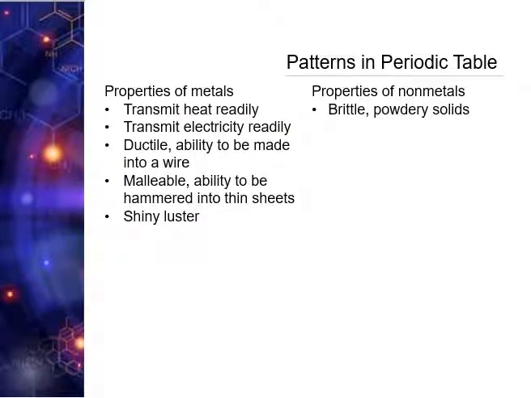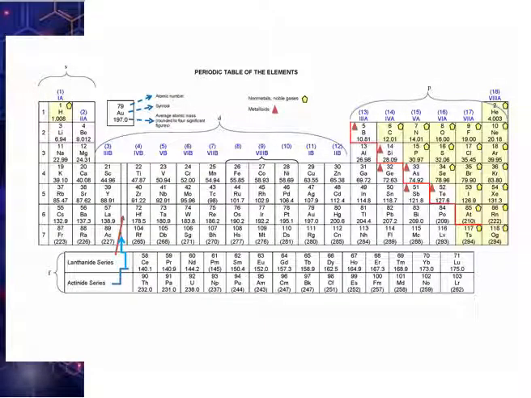Properties of nonmetals. Brittle, powdery solids. Sometimes they're gases. They're on the right side of the periodic table. The ones in the yellow are the nonmetals. Notice you have many more metals than nonmetals.